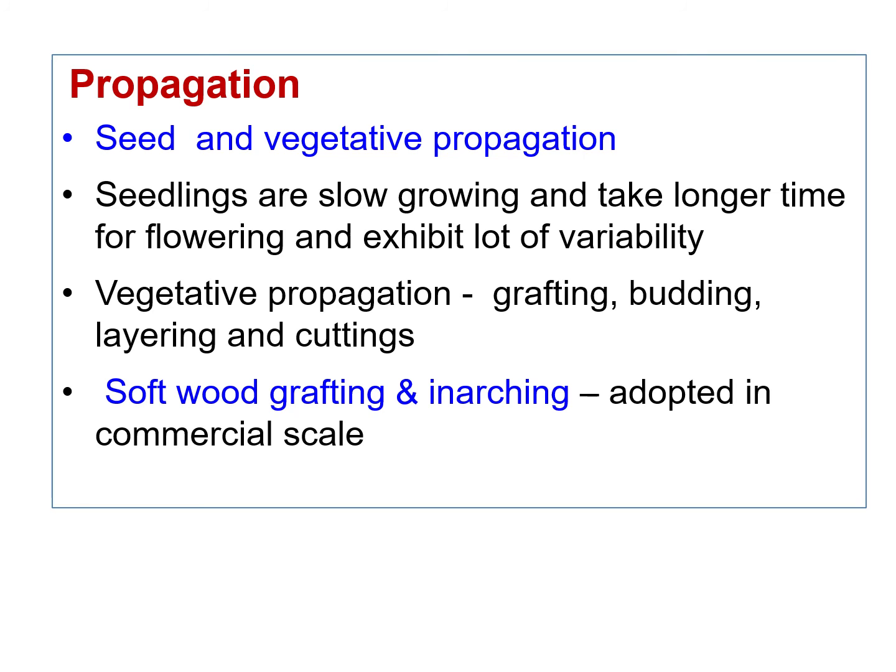In the vegetative propagation methods, different methods are followed like grafting, budding, layering, and also cuttings are used for propagation. But when coming to the commercial scale, softwood grafting and inarching are adopted as the commercial method of propagation in Sapota. So both seed and vegetative propagation methods are followed in Sapota, and in vegetative propagation, softwood grafting and inarching are adopted on commercial scale.